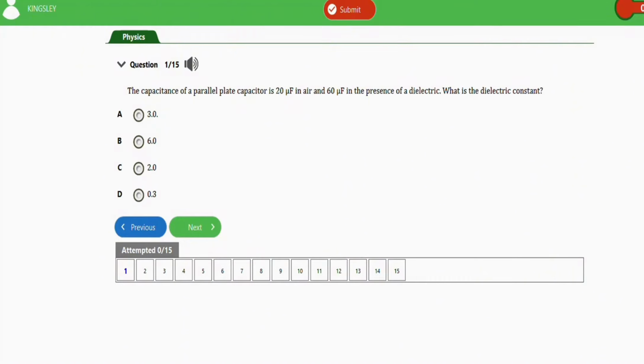Alright, so guys, know that when it comes to solving problems involving dielectric constant, basically all you need is to divide the microfarad in the presence of a dielectric by the microfarad in air. So in the presence of the dielectric, we have 60 over 20, and that will give us 3. So the right option for this question is option A. It's as simple as this. Now, dielectric constant basically does not have a unit. Okay, so that's it for this question.